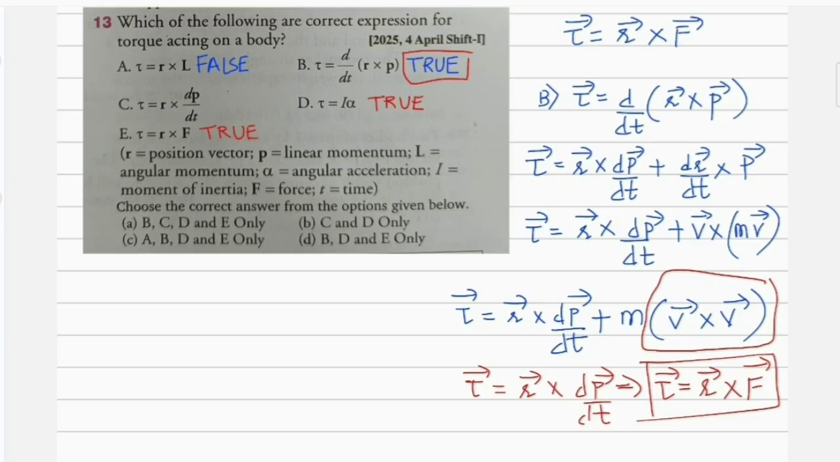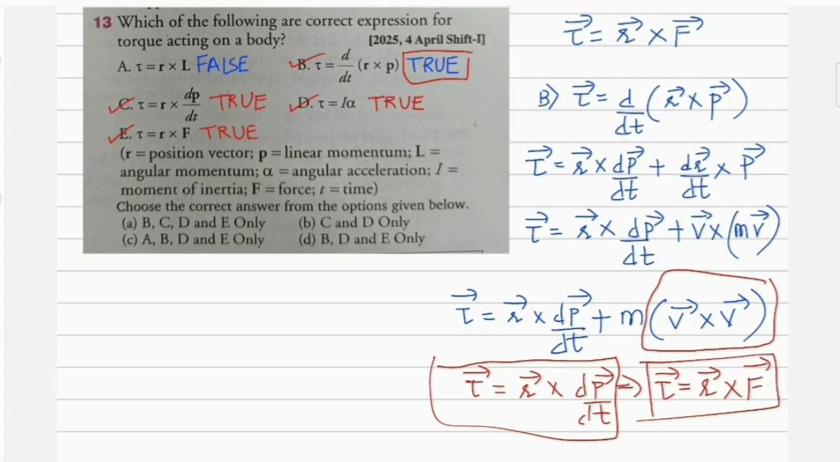We have to think about formula C. Tell me, tau vector is r vector cross dp vector by dt, is it correct? Yes sir, that is correct. Tau vector is r vector cross dp vector by dt, right? So this also is true, students. So I think formula B, formula C, formula D, formula E all are correct.